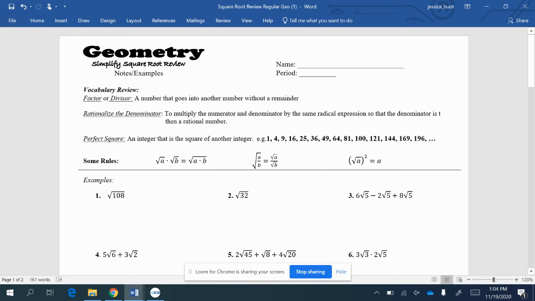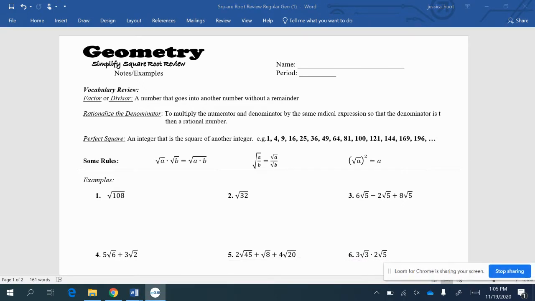Square root review. So a little vocabulary review first. A factor or divisor is a number that goes into another number without a remainder. To rationalize the denominator is to multiply the numerator and denominator by the same radical expression so that the denominator is then a rational number. And a perfect square is an integer that is the square of another integer. So 1 squared is 1, 2 squared is 4, 3 squared is 9, 4 squared is 16, 5 squared is 25, and so on. So these perfect squares, 1, 4, 9, 16, 25, those are numbers that we're really going to be working with here.